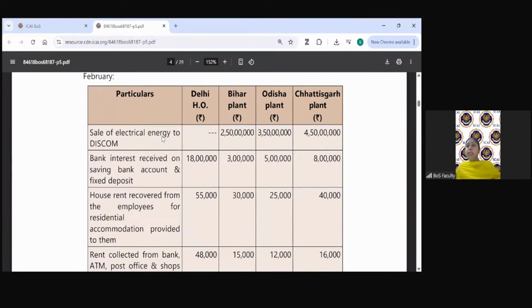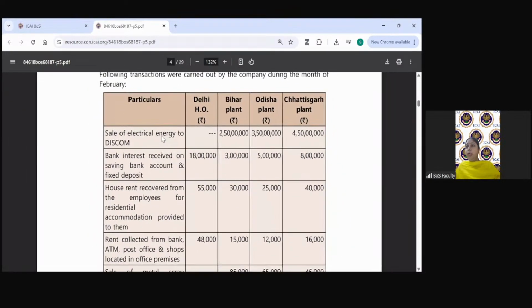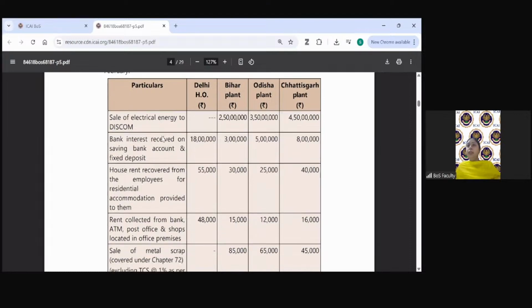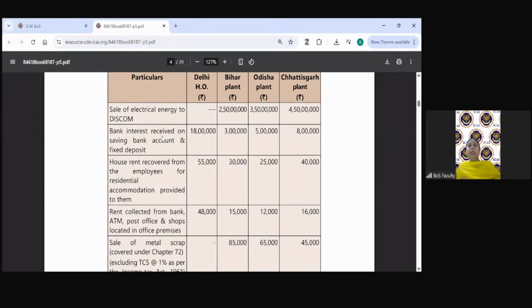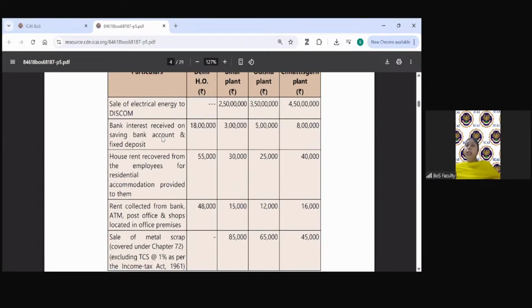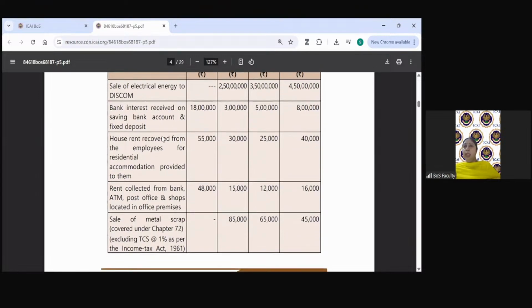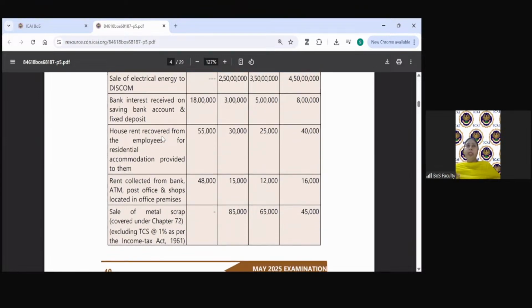Now, let us see this information, and I am zooming it out a bit more. So, we have to compute the answer for Delhi HO. This is the information which is provided for Delhi HO. In the second column, the information is relating to Delhi HO, and I'm going to show the entire table to you. So I request all of you to compute the answers and please come up with the answers. I'm waiting for your answers.